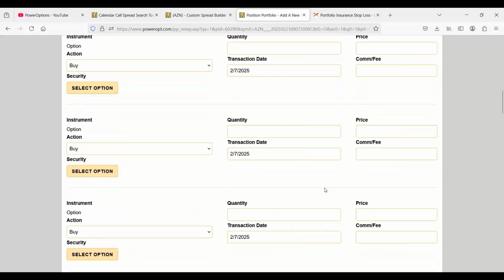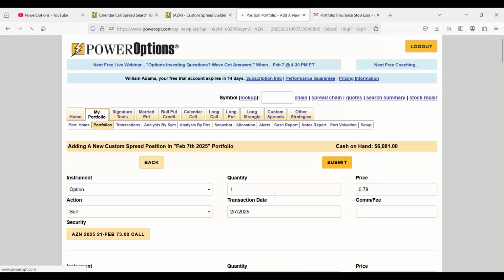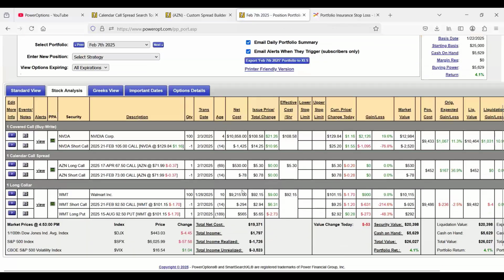Oh, sorry about that, folks. Let me go back up here. There we go. All right. So here's that AstraZeneca calendar spread that we've entered. I've also got a covered call and a long collar here entered from some questions that came in via email this week.